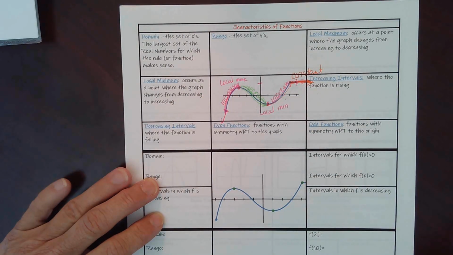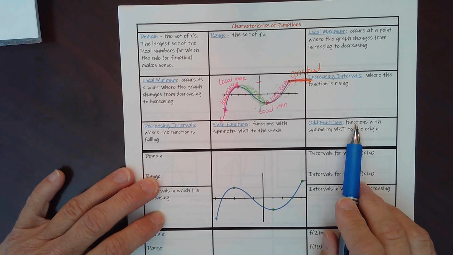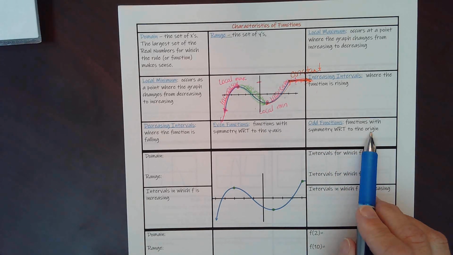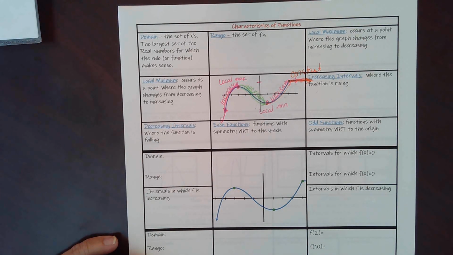So when we talk about even and odd functions, we're talking about symmetry. An odd function will be a function that has symmetry with respect to the origin. So that's what it means. That's what we're talking about when we talk about symmetry, or when we're talking about even and odd functions.